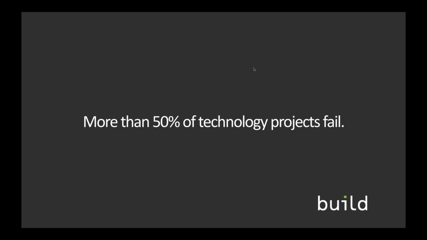But just to ground us back in why we're here and the problem we're trying to address, we're here because of the number of technology projects that frequently either fail completely or don't live up to what they were hoping would ultimately happen once they implemented it.